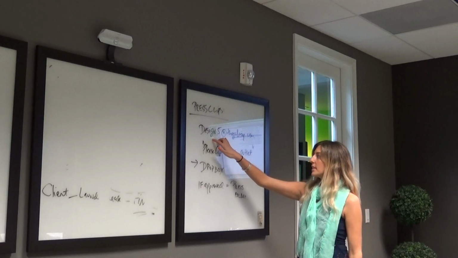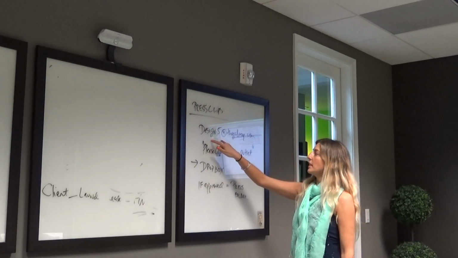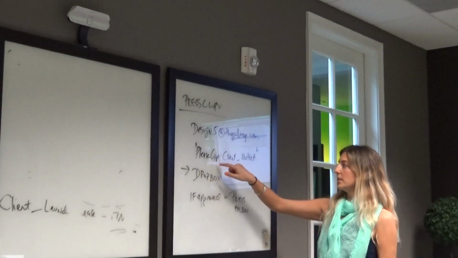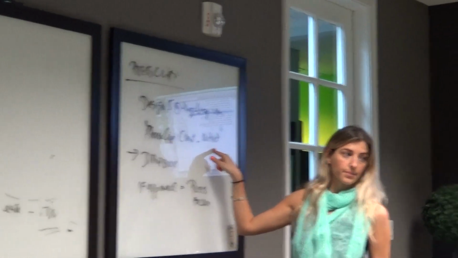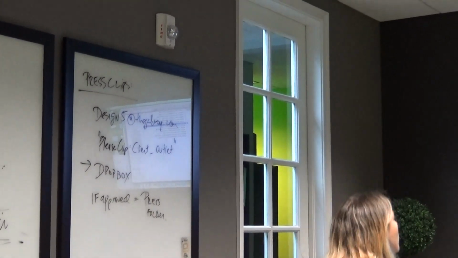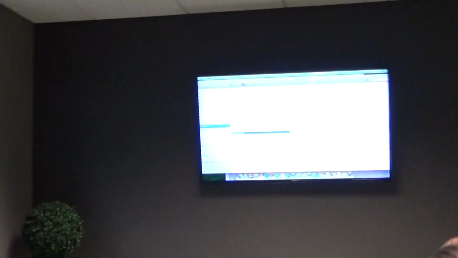So we're talking about press clips and the process of sending press clips. You're going to send an email to design5@thegabgroup.com with the subject line, please clip, with the client name and the outlet. And then once that happens, it will go into the Dropbox.